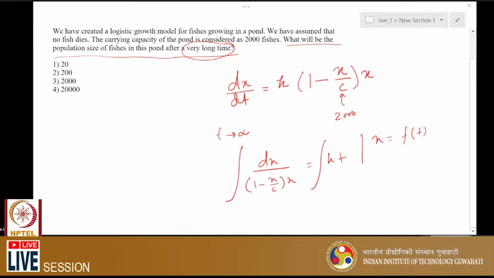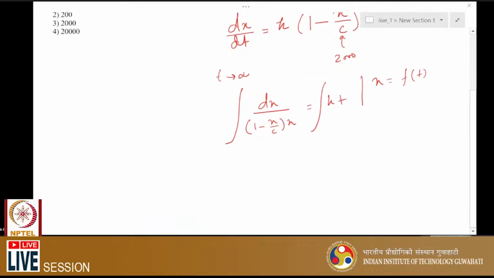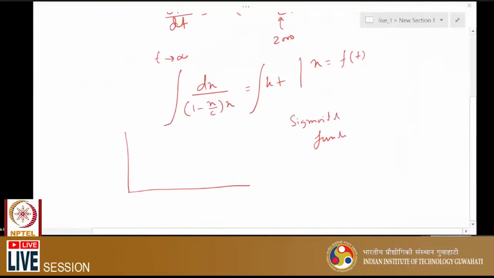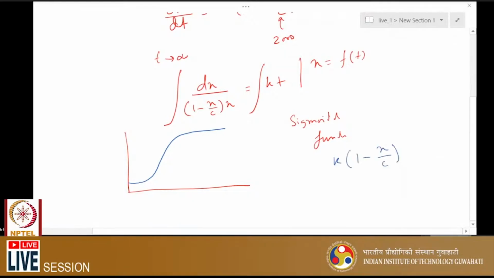I will use some common sense. What is that common sense? Common sense says that logistic growth has a sigmoidal function. So that means my sigmoid will look something like this. It should start somewhere and then it will saturate. Why will it saturate? Let me look into the equation. My equation is k into (1 minus x by C) into x.